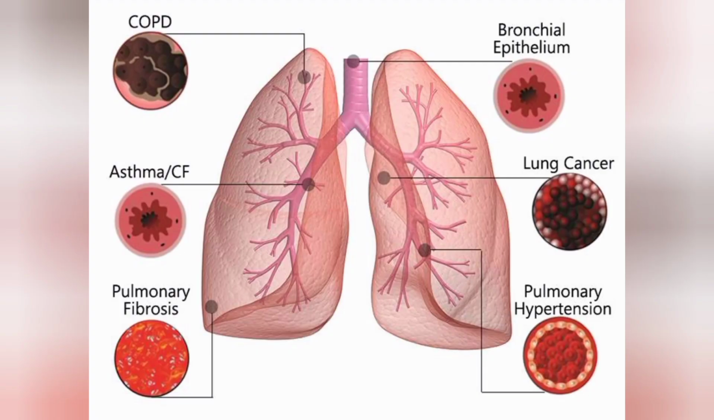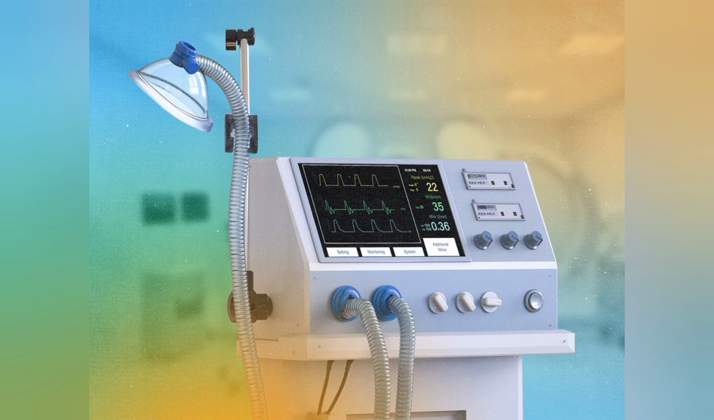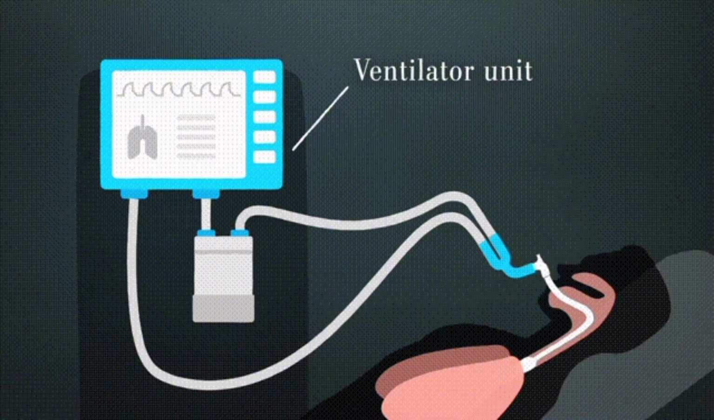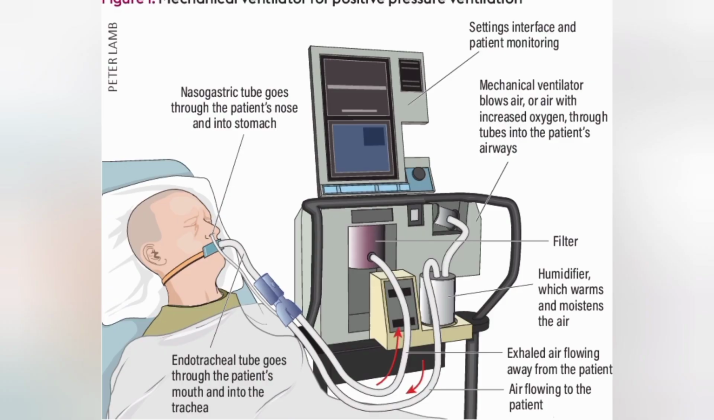So let's see how a ventilator works. This is a ventilator. A ventilator has two ports. One is the inhalation port and the other one is the exhalation port. Oxygen is sent to the patient's lung through the inhalation port and exhaled gas from the patient is collected at the exhalation port.